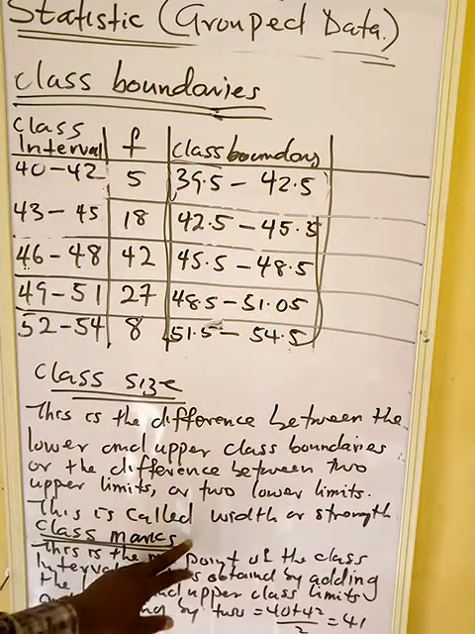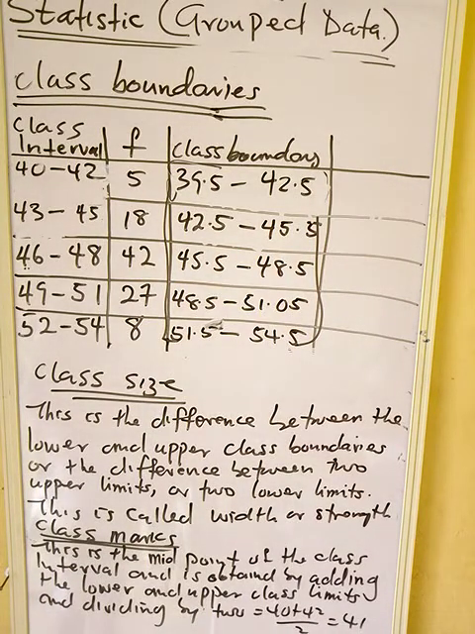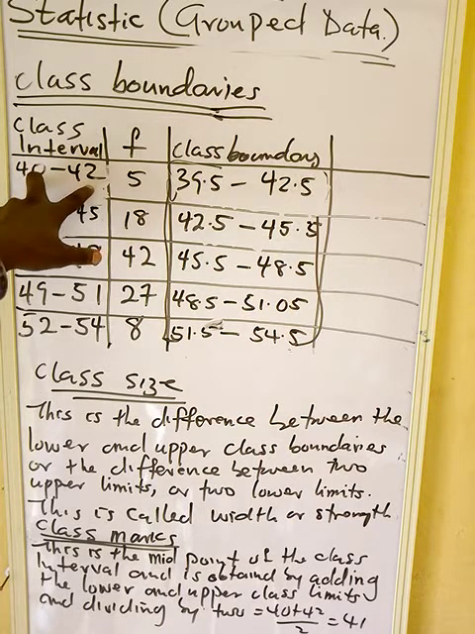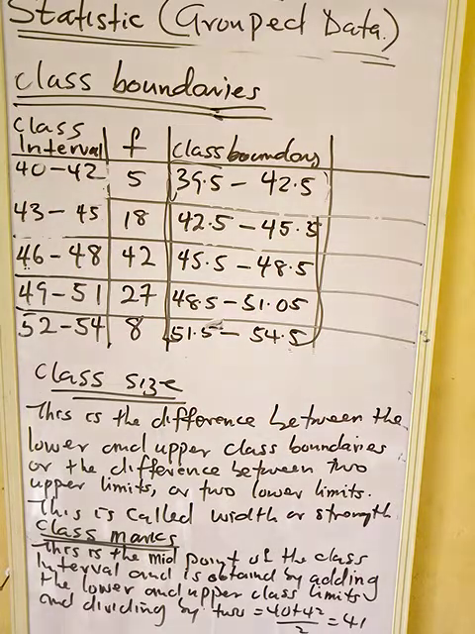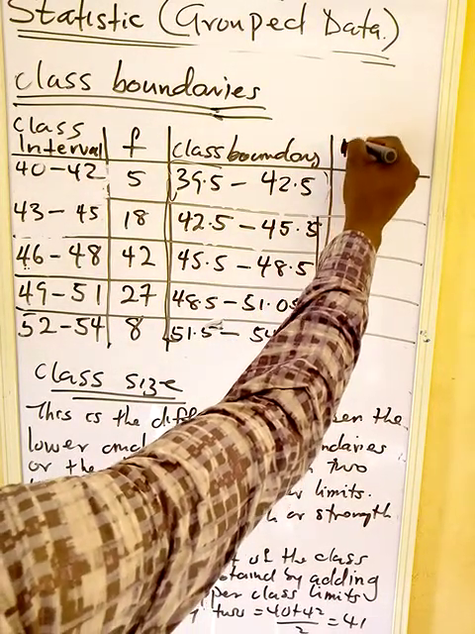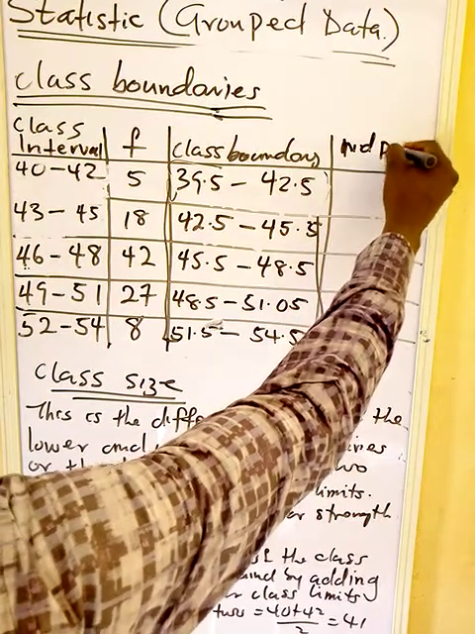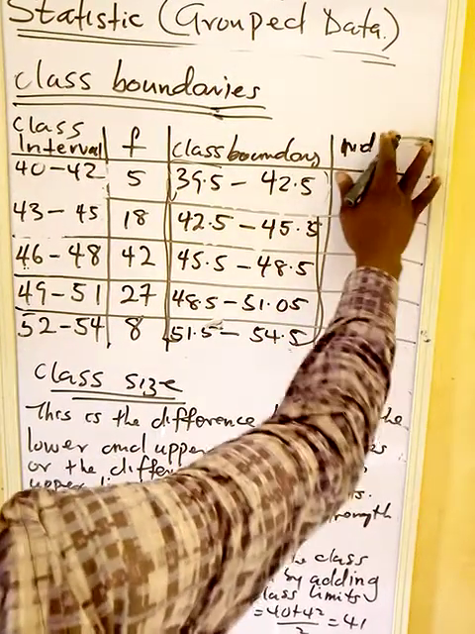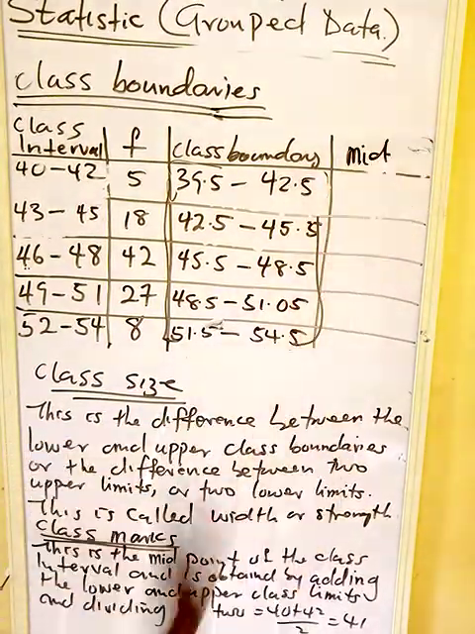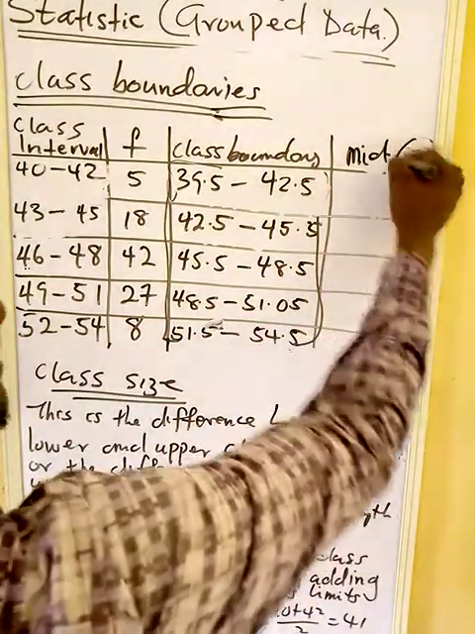We want to discuss class marks. What is the class mark? Class mark is the addition of the lower limit and upper limit divided by 2. That is what we normally call our x, and it's our midpoint. Our mid and our x.